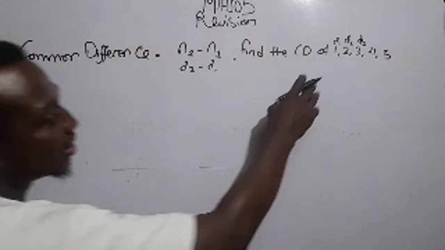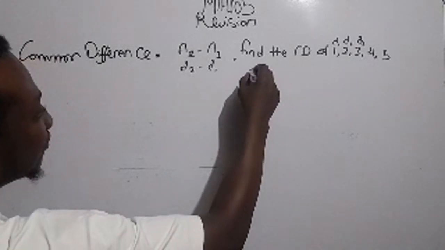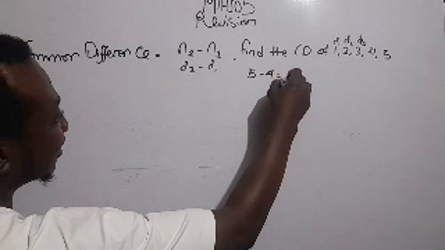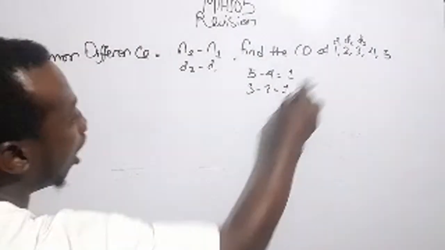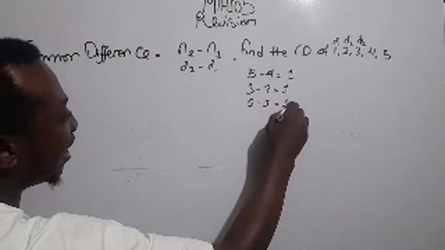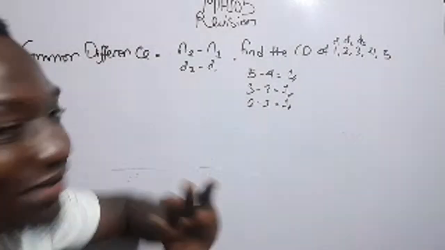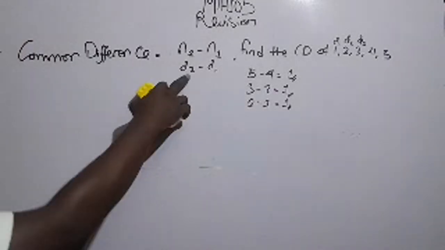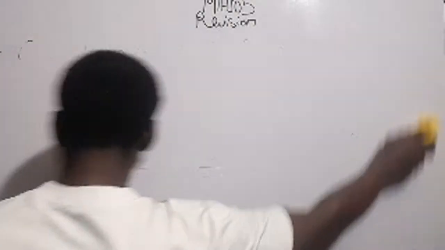So to find the common difference of this sequence, what are we expected to do? Simple. That is 5 minus 4, or 3 minus 2, or 2 minus 1. Anything you use, you still arrive at the same answer. A2 minus A1, you have your difference. That's nothing to dwell on much.